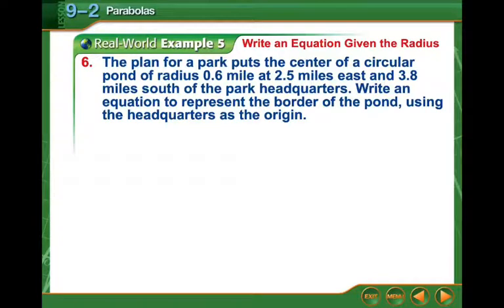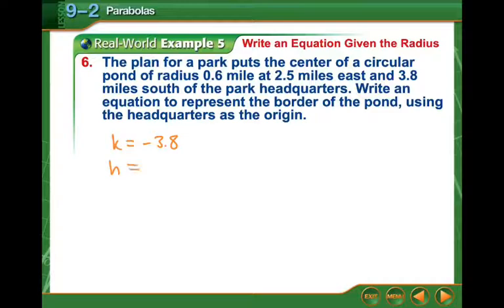So the plan for a park puts the center of a circular pond of radius 0.6 miles at 2.5 miles east and 3.8 miles south. So what we want to do here is just come up with the equation for it. And the headquarters are at the origin. So that means our center has a y value of negative 3.8, or k, I guess, actually.